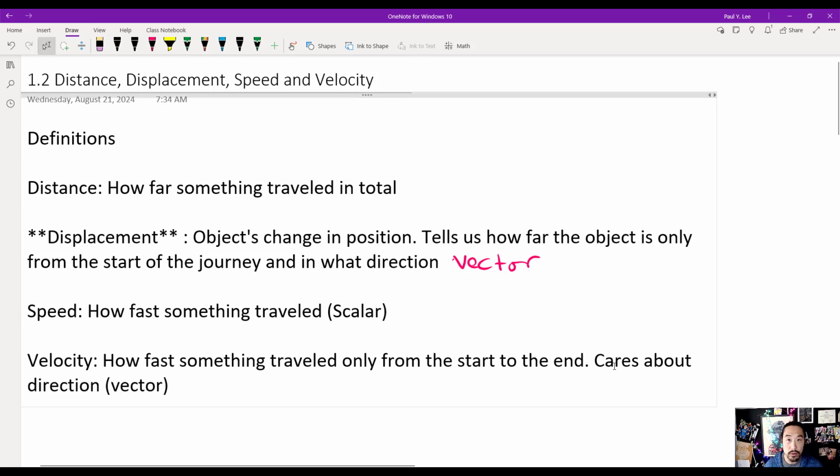And the last one is velocity. Velocity is just like speed with a couple of little caveats. Velocity only cares about the start of your journey and where you ended up. It doesn't care about all the things in the middle. And it is also a vector, so the direction matters. So that's a big difference between speed and velocity. Speed just tells you how fast you're moving. Velocity tells you how fast you're moving and the direction that you're moving.